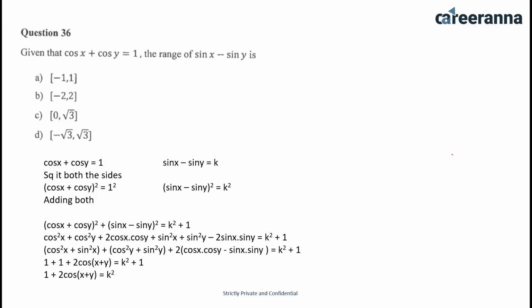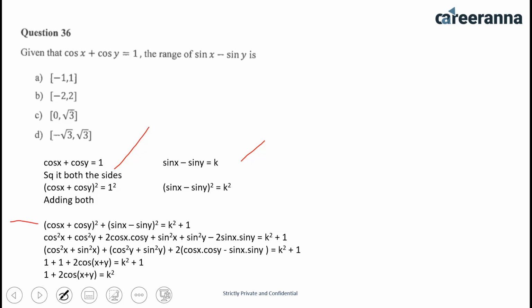So in the first step, I assumed that sin x minus sin y equal to k. This was given to me, cos x plus cos y equal to 1. Now in the second step, I squared both the equations. So cos x plus cos y whole square equal to 1 square and sin x minus sin y whole square equal to k square.